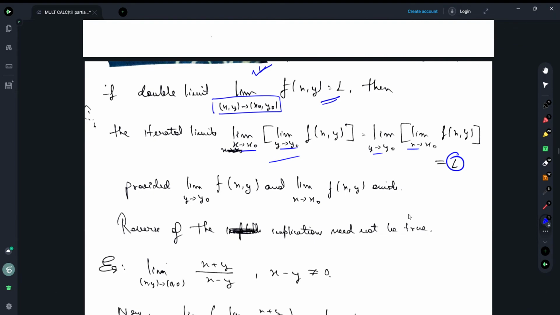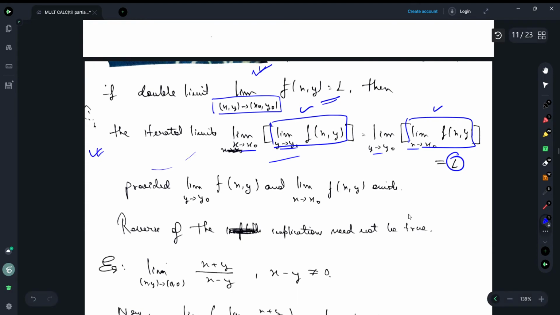This is true only if this limit or this limit exists. Because if these two limits do not exist, then we cannot say that the iterated limits must satisfy this particular condition. Because for the iterated limits to exist, these limits must exist. Is it clear? But the reverse of this implication need not be true. The converse of this particular statement need not be true.